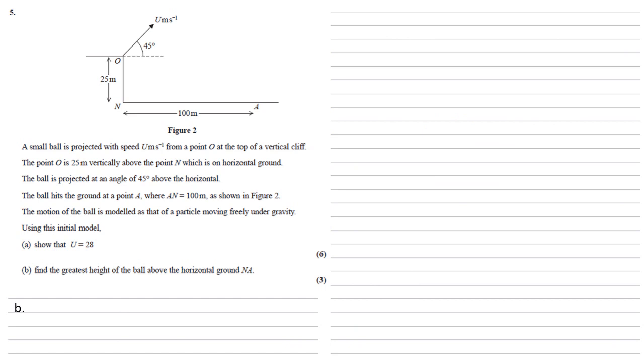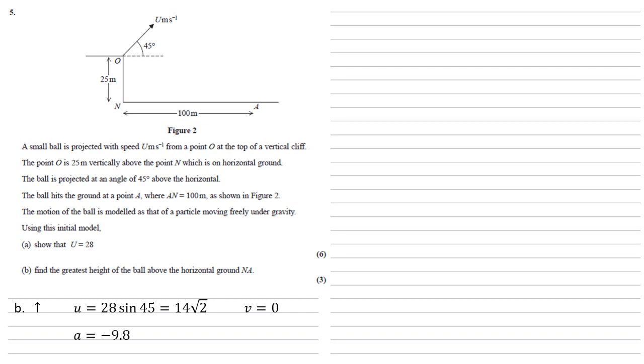For part B, find the greatest height of the ball above the horizontal ground, NA. As we're looking for a height, let's resolve vertically. I often like to start by listing all the values we know, then it helps us to find which formula we need. So we know that the initial velocity is 28 sine 45, which is 14 root 2. We know that the final velocity will be 0 because at the greatest height, this is the point where the ball stops travelling upwards and is about to start going down again. So it's got 0 velocity.